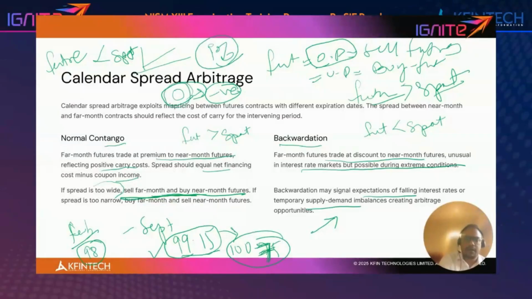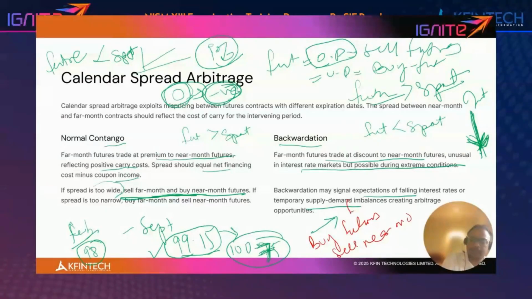So if the interest rates are near zero or negative, that means the expectation is for the interest rate to fall. And if the expectation is for the interest rate to fall and the future price goes into too much of a discount, you will buy the far month future and you will sell the near month future. So always remember calendar spread. Calendar means months. Spread means buying and selling the same asset across multiple tenures.